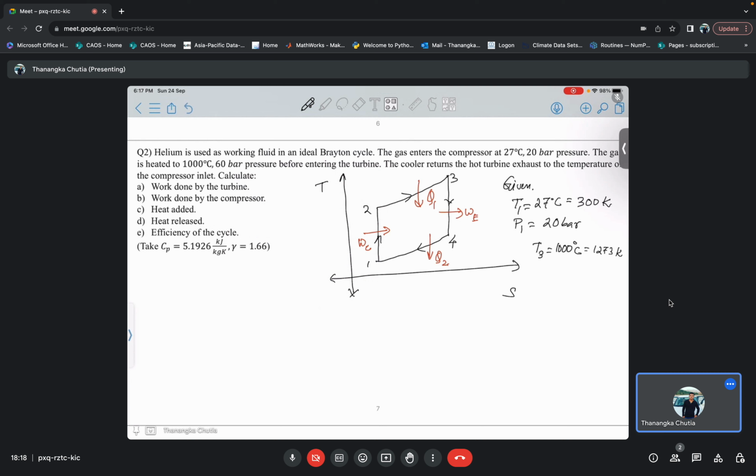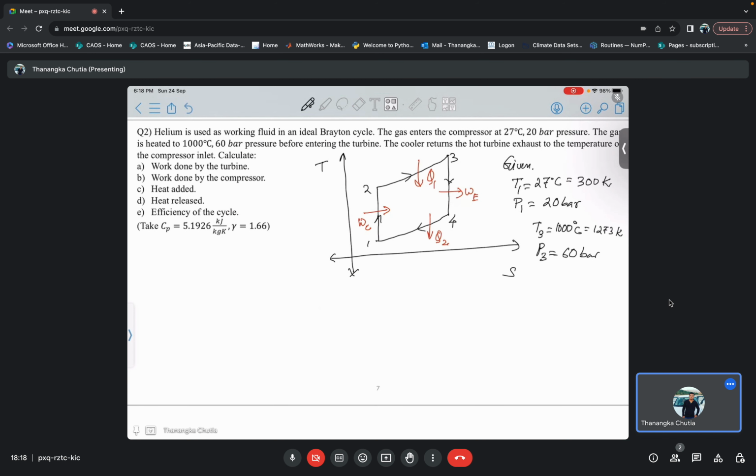Okay, and P3 is equal to what? 60 bar. Okay, now the cooler returns the hot turbine exhaust. What is the cooler? Cooler is the process 4 to 1, so that means the cooler cools the hot turbine exhaust to the compressor inlet. That means it is a complete repeating cycle. Okay, so that means T1 is back again to 300 Kelvin.